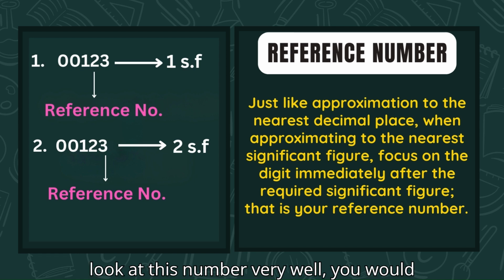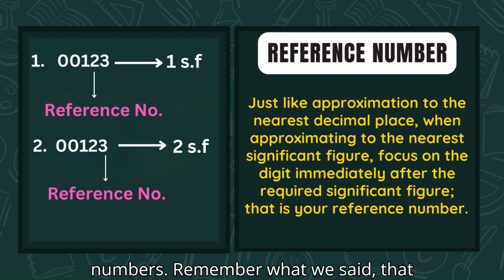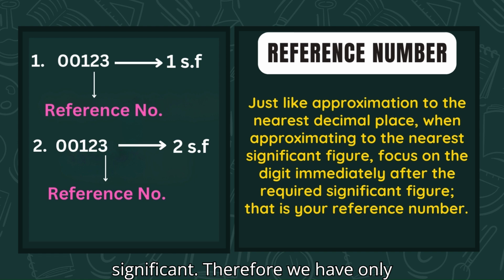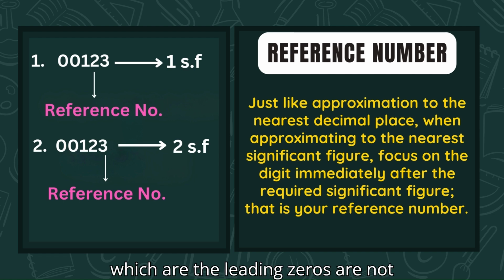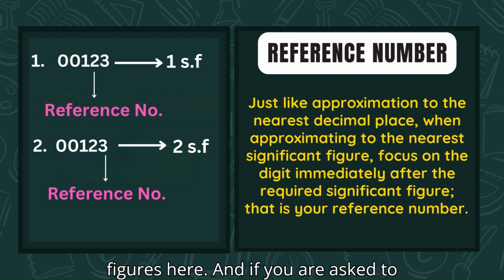If you look at this number very well, you would observe that we have leading zeros and non-zero numbers. Remember what we said, that non-zero numbers are always significant. Therefore, we have only three significant figures here because the remaining two zeros, which are the leading zeros, are not significant. So we have three significant figures here.